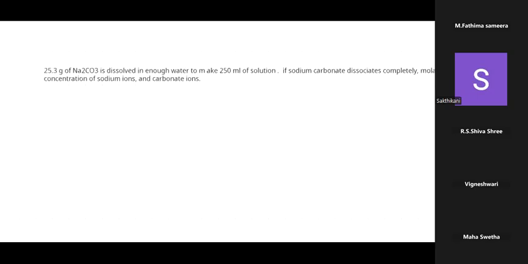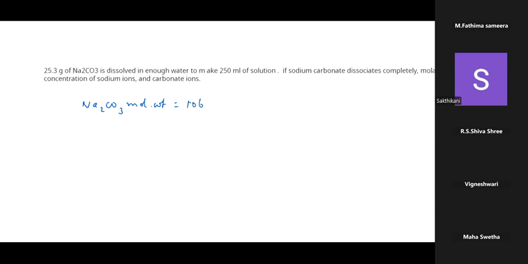25.3 gram of sodium carbonate is dissolved. You have to find out the concentration of sodium plus ion and carbonate ion in molarity. Look here, the molecular weight of sodium carbonate is 106.